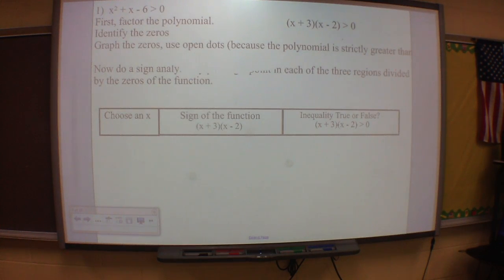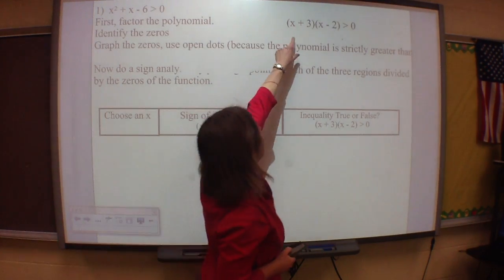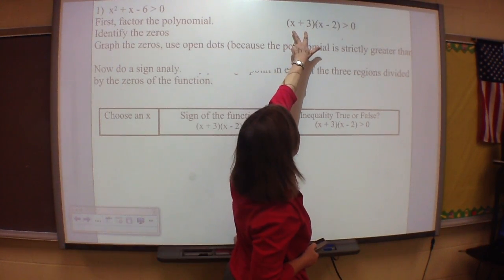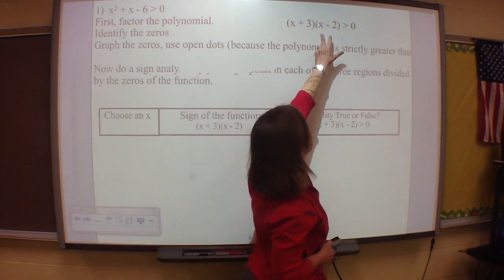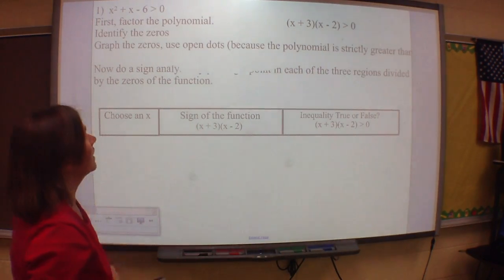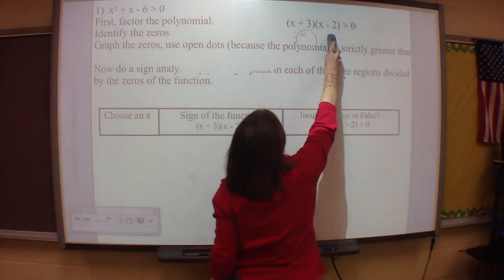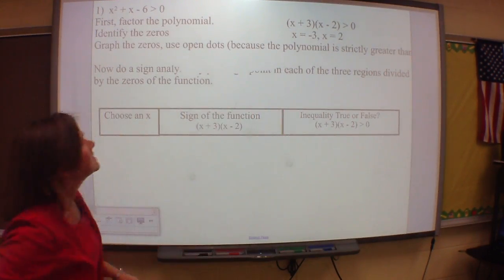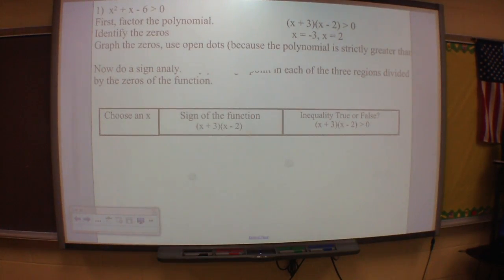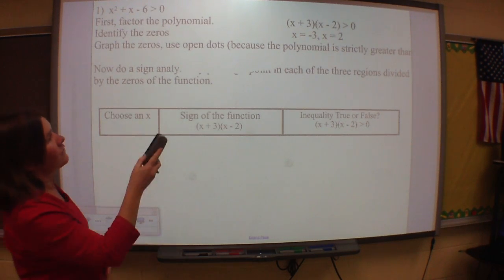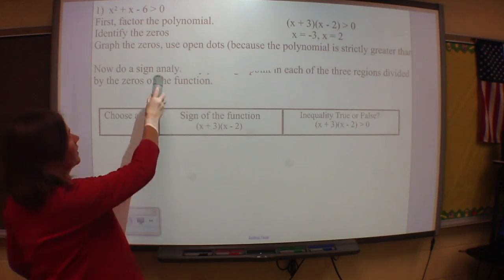greater than 0. And now we want to find the zeros, or the roots, or the solutions. X is equal to negative 3, because x plus 3 is equal to 0. Solve that. X minus 2 is equal to 0. Solve that, you get x is equal to 2. So there are my zeros of that polynomial. We will graph it on a number line. We'll have open circles because it's a greater than inequality.